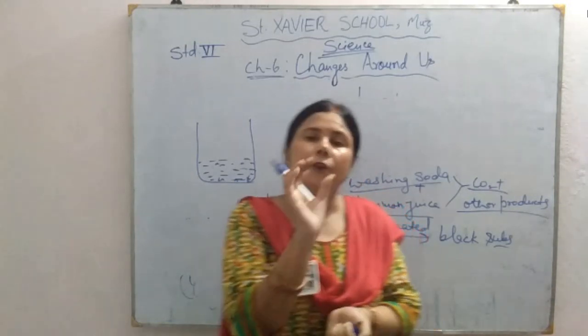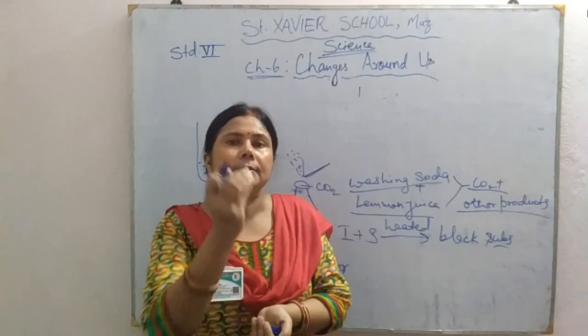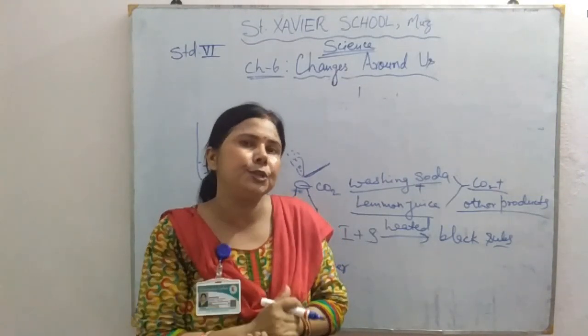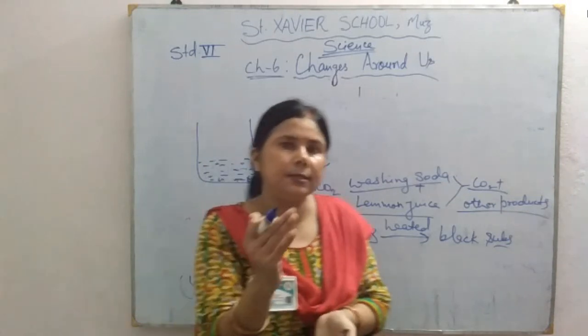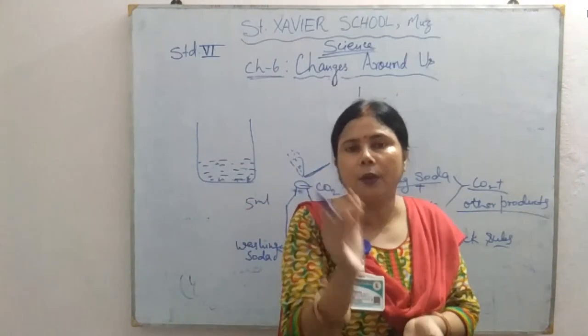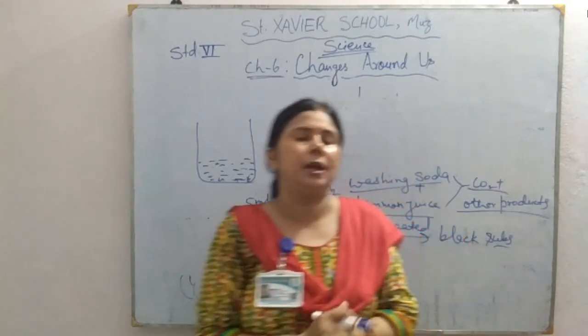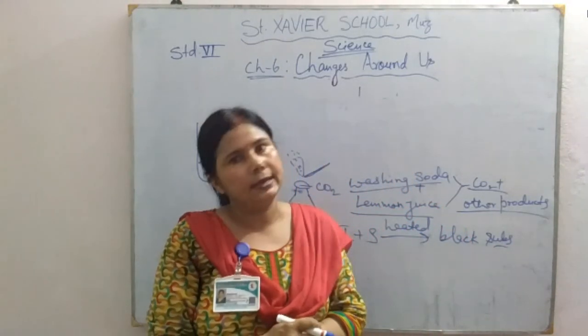Okay children? For a chemical reaction, some energy is required, and this energy is called activation energy. Without activation energy, a chemical reaction cannot be possible. Okay children? Now let's see some more examples of physical and chemical changes.